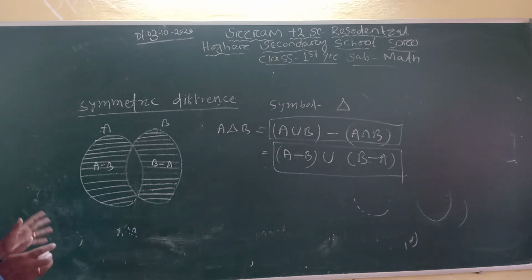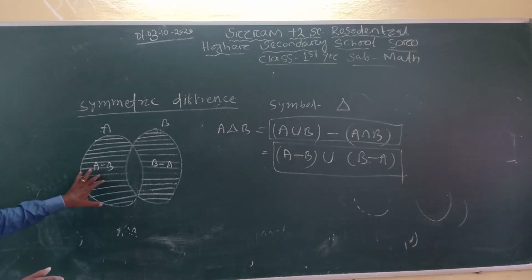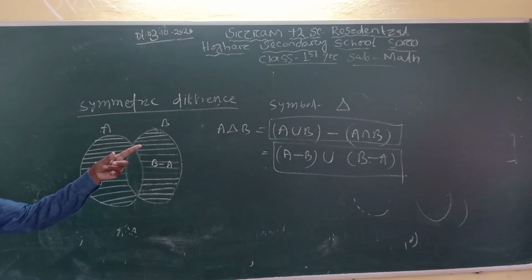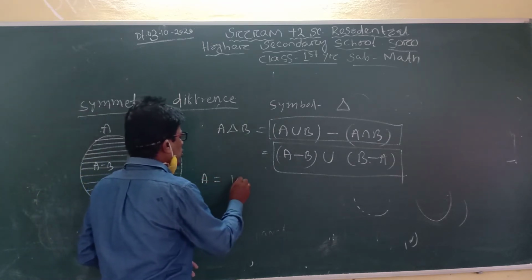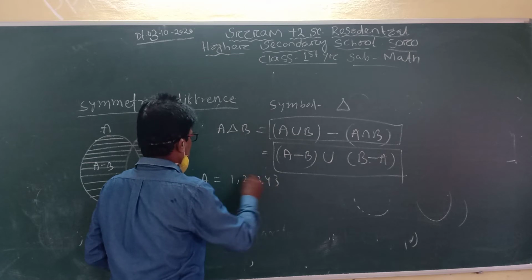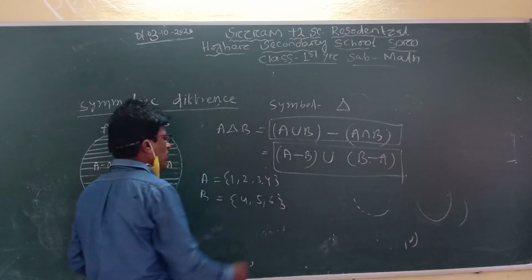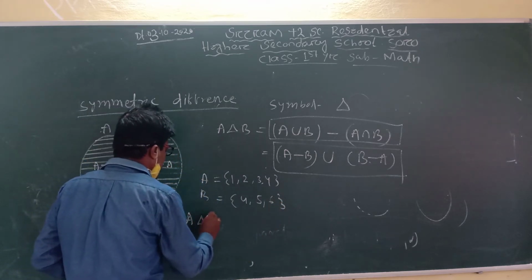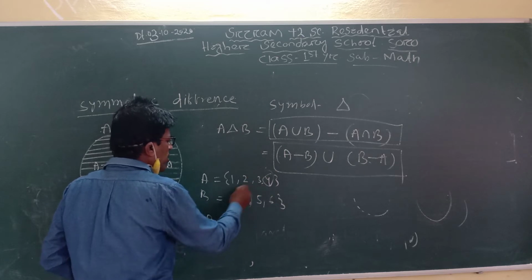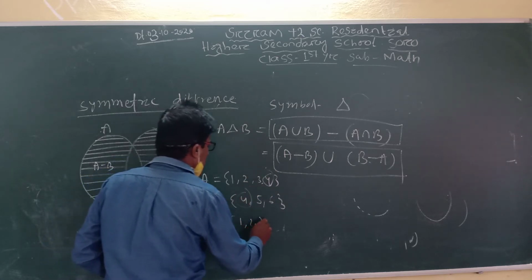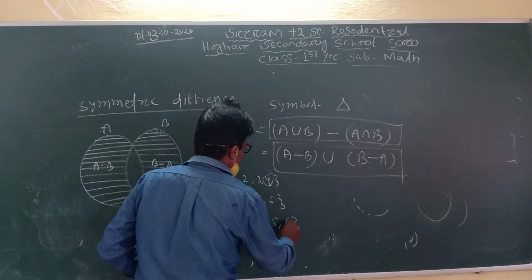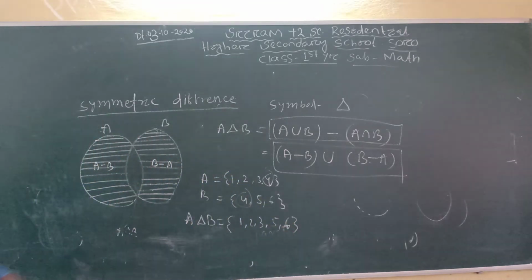Now I am going to tell you about some properties: the Venn diagram, the symbol, and the meaning of A delta B, which you already know. Now let's take an example: A is equal to 1, 2, 3, 4 and B is equal to 4, 5, 6. Now A delta B is equal to, which is common? 4 is common, not taking 4, that is 1, 2, 3, 5 and 6. That is the example of A delta B.